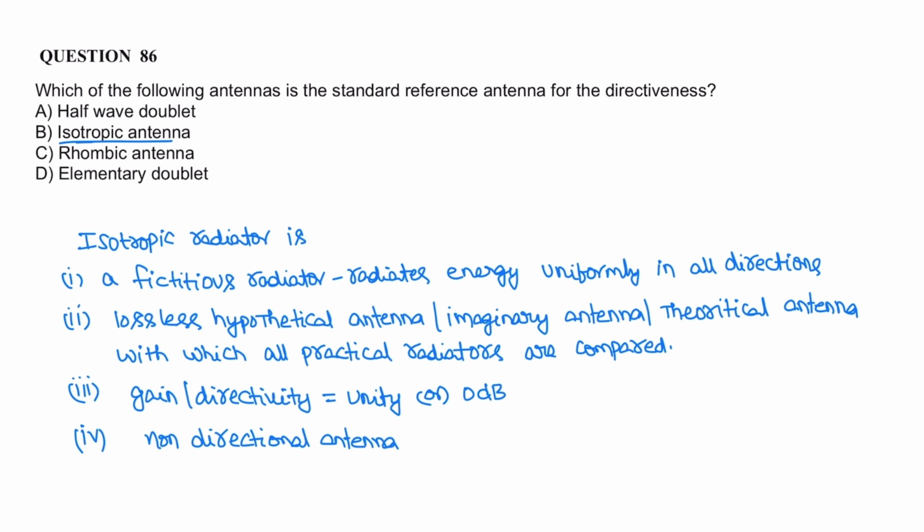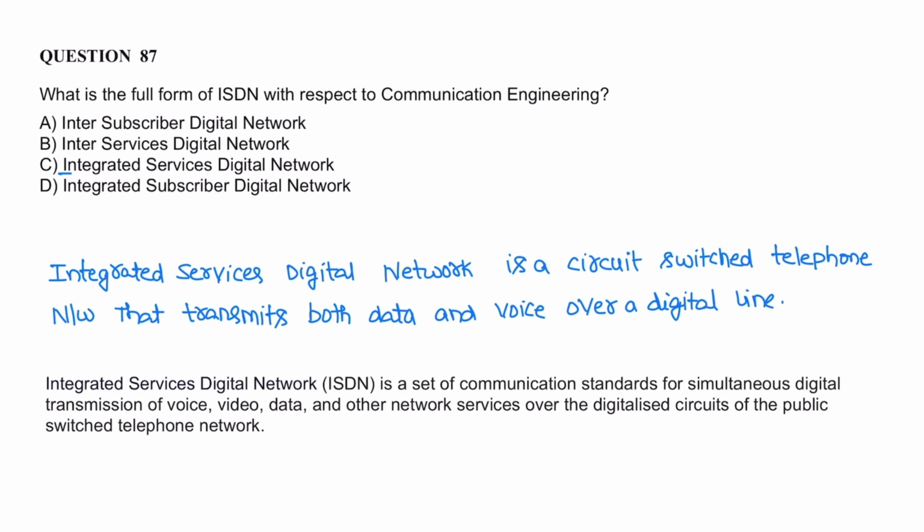Next question. What is the full form of ISDN? ISDN stands for Integrated Services Digital Network. Integrated Services Digital Network is a circuit-switched telephone network that transmits both data and voice over the digital line.